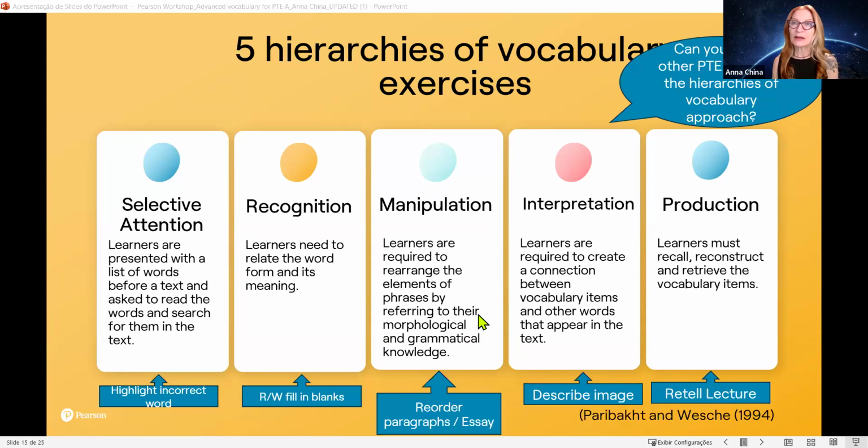So let's take write from dictation. That is a task that is really important. It holds high scores. So in which one do you think write from dictation fits in? Is it selective? Is it recognition? Is it manipulation?